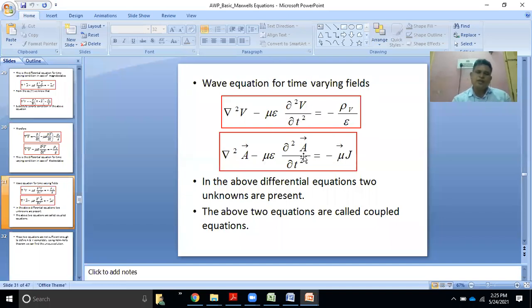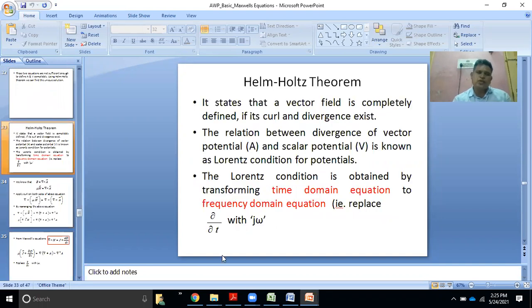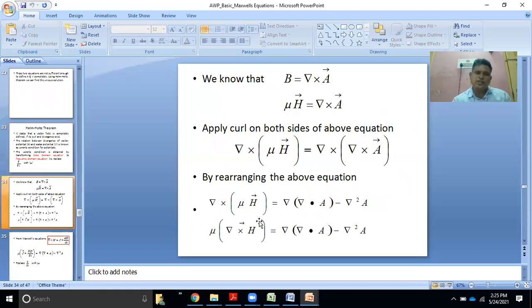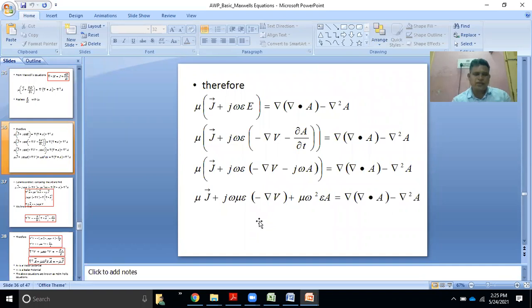We can convert these equations to the frequency domain also. How are we converting these equations to the frequency domain? Simply by replacing dou by dou T with j omega. By replacing dou by dou T with j omega, we arrive at these equations. In our last class we have seen how to derive these equations.